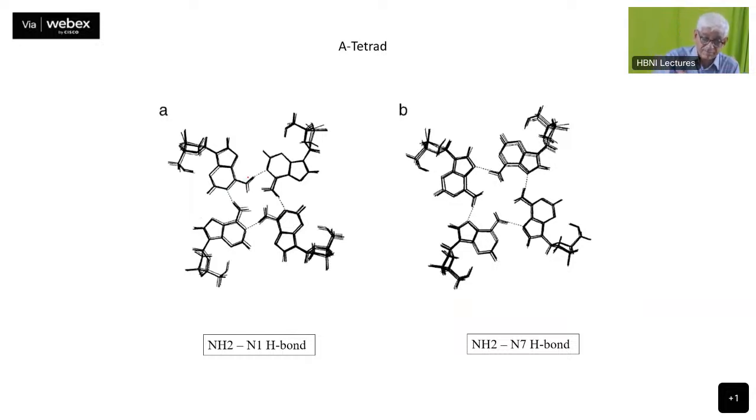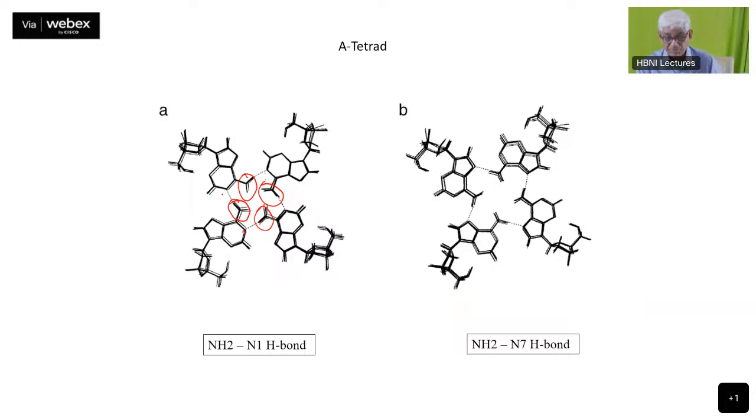The amino group is here for all of these A's. The four A's you put together, and this one amino proton hydrogen bonds to the nitrogen here, and similarly to the nitrogen here, and similarly to the nitrogen here. Okay, and this is the N1 position. The amino proton bonds to the N1 position of A. Remember the numbering sequence which I showed you there. This goes 1, 2, 3, 4, 5, 6, 7, 8, 9. This is the N1 position.